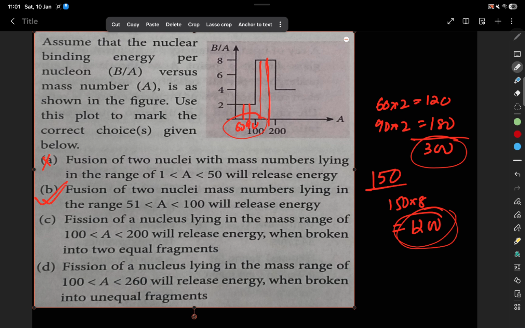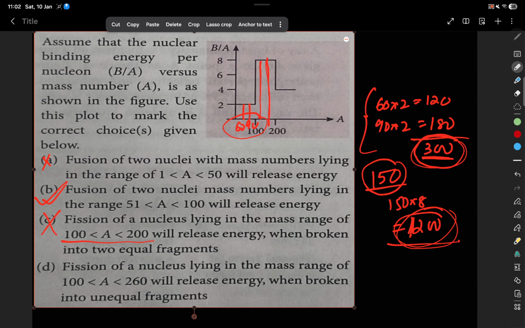And for the next option, fission of a nucleus lying between 100 to 200. 100 to 200, you can say 150. So 150 has a binding energy 1200. Let's say 150 breaks into two fragments, 60 and 90. 60 and 90 both, whenever they are separated, will have binding energy 300. So binding energy decreases. That means they will never release any energy. You need to provide energy to break into fragments. So this option is also not correct, because it has been told that this will release energy. This will never release energy. You need to give energy from outside to make it happen.